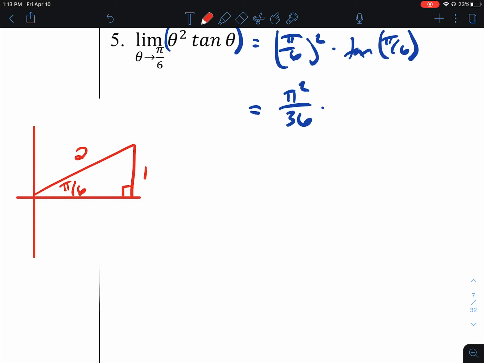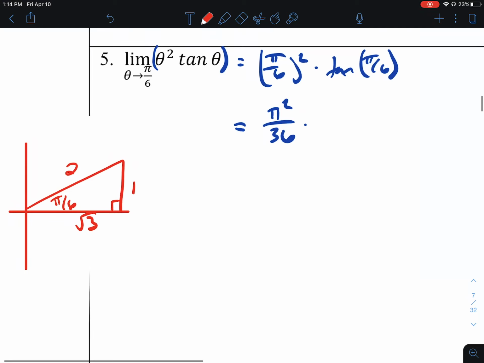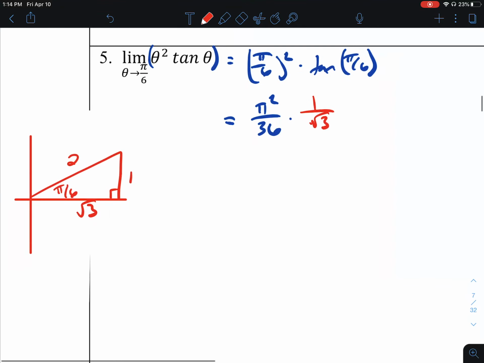And the side opposite of 60, the long leg, is the short leg times the square root of 3. So therefore, tangent of pi over 6 is y over x. That's a 1 over the square root of 3. This then is pi squared over 36 square roots of 3.